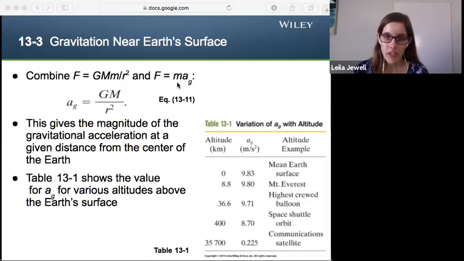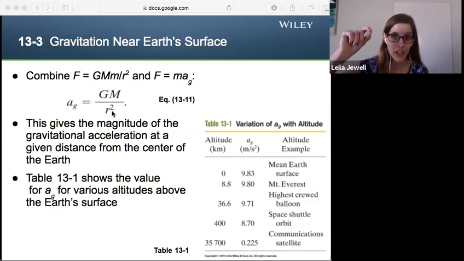What we notice is that the mass of, say, our apple is going to cancel out of both sides, and we get that the acceleration due to gravity is big G, big M, divided by r squared. This gives the magnitude of the gravitational acceleration at a given distance from the center of the Earth. So the r here isn't to the Earth's surface, it's the full radius of the Earth and any distance beyond.